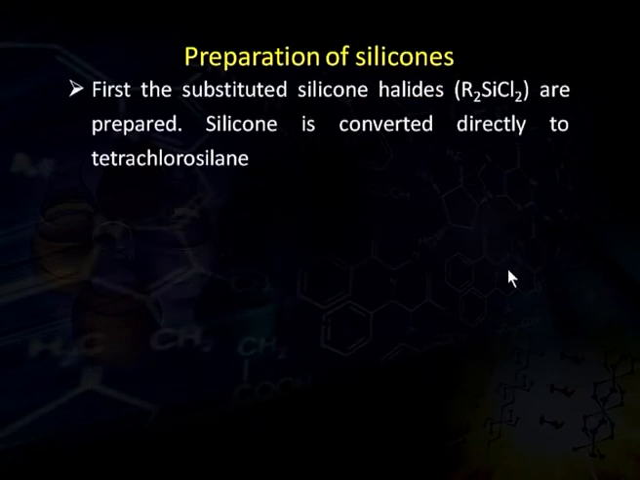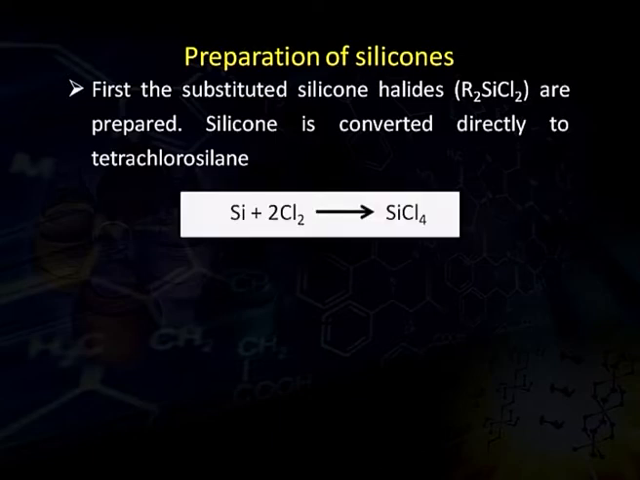In the first method, the substituted silicon halides, that is R2SiCl2, are prepared. Silicon is converted directly to tetrachlorosilane. So, here silicon is treated with chlorine to form tetrachlorosilane SiCl4.